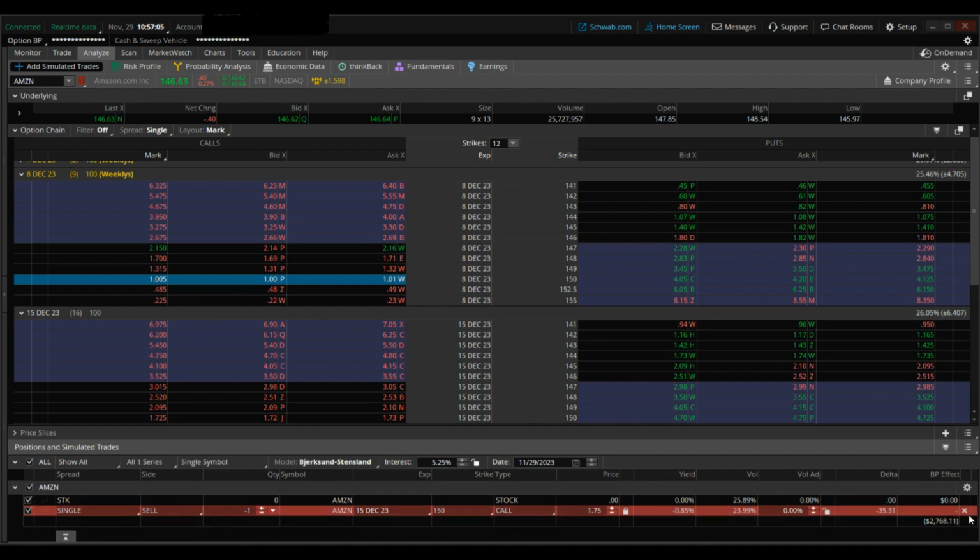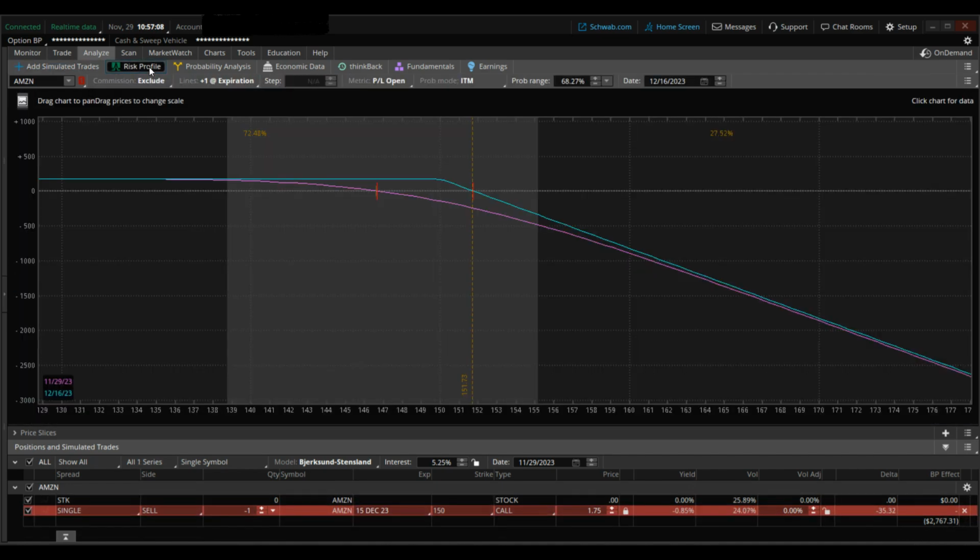So the risk profile is a very nice tool that predicts all of that for us, right? Tells us, hey, if Amazon goes up to 150, look at the bottom left corner. We're losing this amount of money. If Amazon breaks and goes crazy, this is how much you're losing. If Amazon shoots down, this is how much you're making by expiration, if you decide to hold a position.